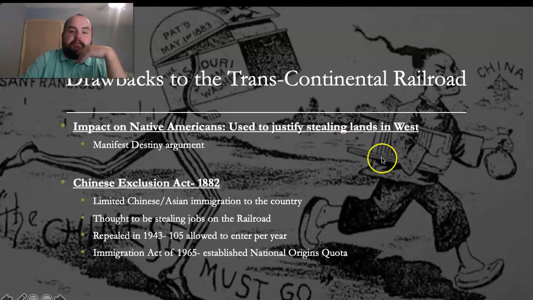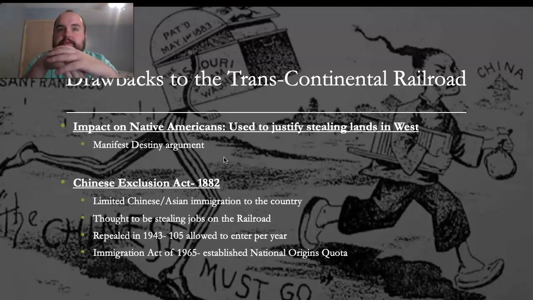Now you can see a little bit more of the sentiments of this idea as well. You can see Chinese people, of course, depicted in very racist ways. "The Chinese Must Go," being chased out, as you can see here. So again, because of their involvement in building this railroad, Chinese immigrants became very unpopular during this time. And these attitudes have not changed, as you can see here, for a very, very long time.